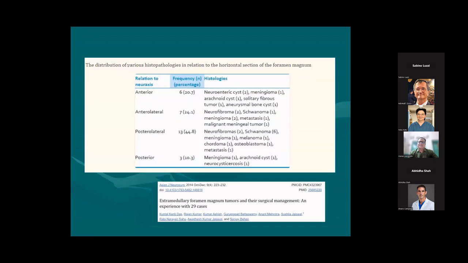Now, lesions in the foramen magnum, fortunately, most of them, like 50%, are posteriorly located, either posterior or posterolateral. So they can be operated with a posterior approach. But only 20% are purely anterior and 24% are anterolateral. So for this 40% group, one has to think whether they can be done through a posterior approach or whether one has to have an alternative approach for these cases.